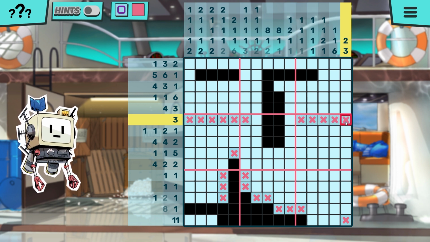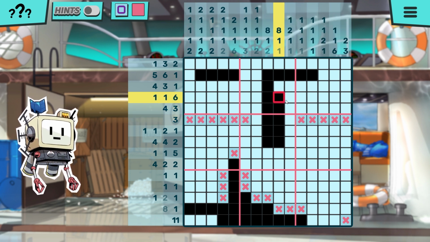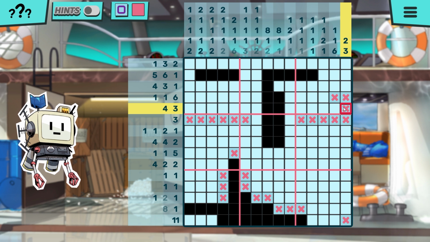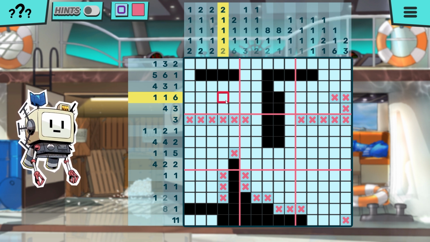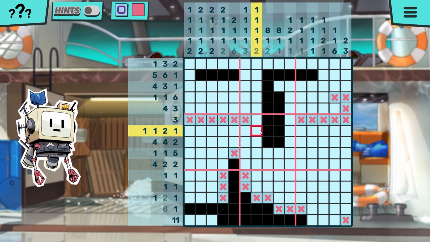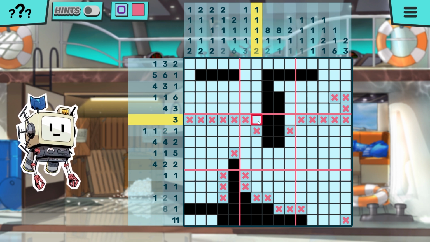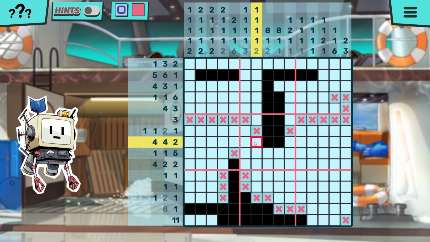Because we can X that off. Actually, see the 116? You can X off stuff to the right that doesn't fit. Yep. And we can X that off. Yeah, because there's only a 2 and a 3 in that row. This is the 2. I think that's all that's immediately going to get us. This is connected.